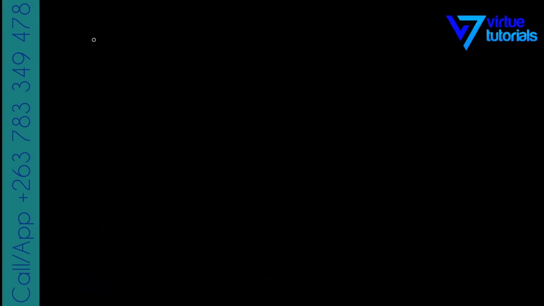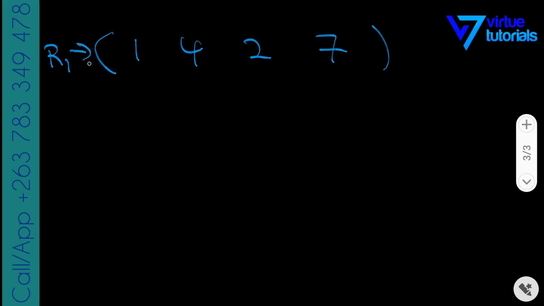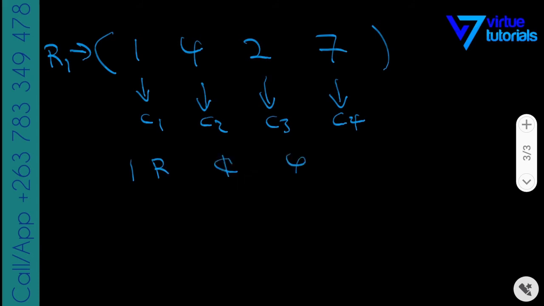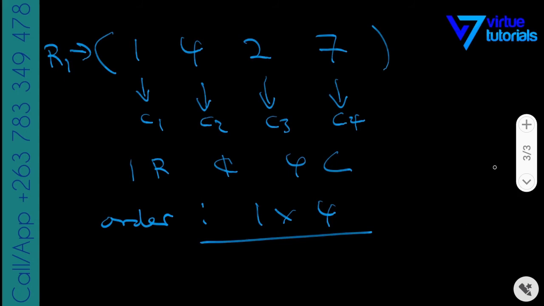We can have another matrix like this, 1, 4, 2, 7. This one has 1 row. Then the columns are 1, 2, 3, 4. So this one is 1 row and it's got 4 columns. So the order is 1 by 4. Remember, you always start with the rows.